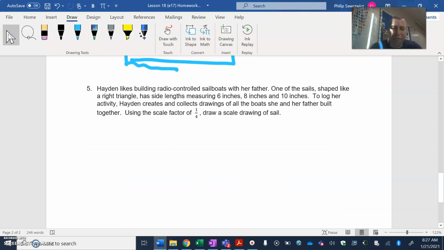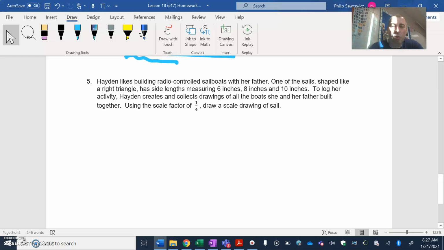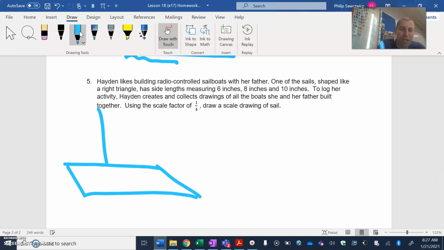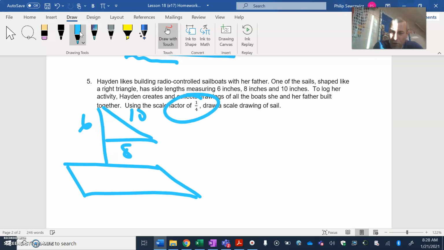Down below in question number 4, they're telling you that they've got a boat. So, all right, I'll draw a boat with a sail. They're telling you the measurements are 6 and 8 and a 10. They're telling you a scale factor of a fourth, which means a fourth is less than 1, so it should be getting smaller. They're telling you here, look, 6 inches, 8 inches, 10 inches, which means when you do your drawing, you're going to use inches.